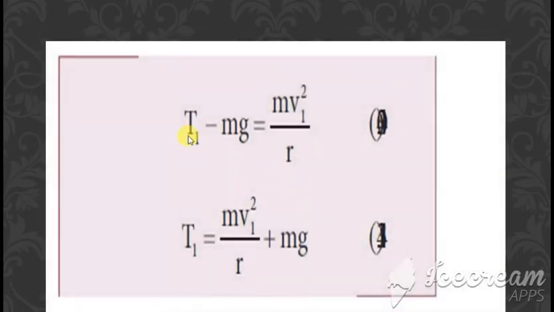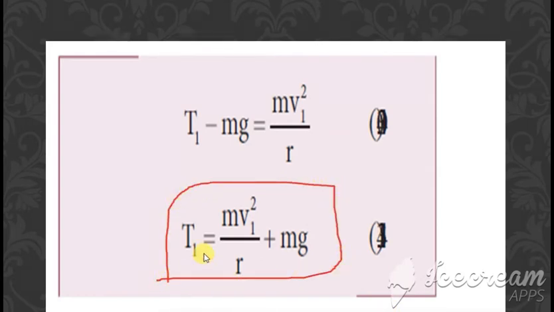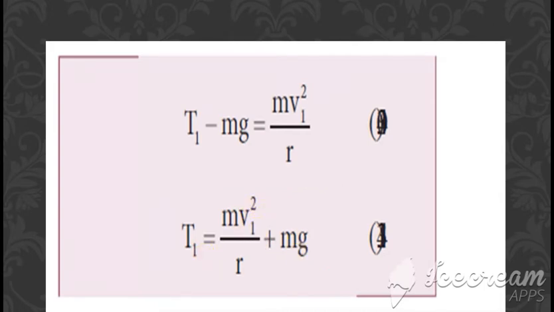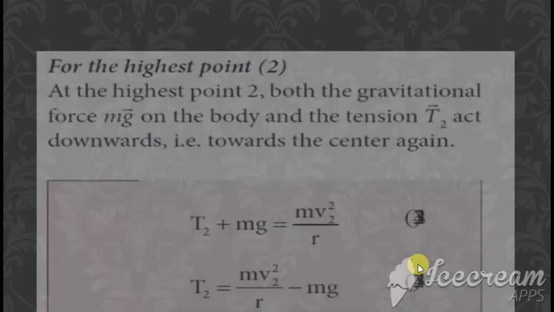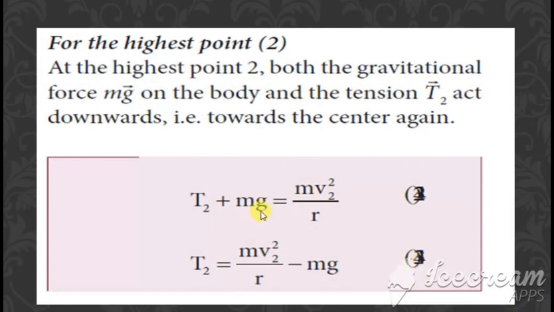Okay, so when you write the equations here, the first equation is T1 minus mg, because they are in the opposite direction, which is equal to m v1 square divided by r. So now bring this mg this side, this becomes plus. Okay, so this is the first equation, and this is a very important equation which you have to know. T1 is equal to m v1 square divided by r plus mg. Okay, so this equation we have to know. Then the next equation we are going to write is T2 plus mg, which is equal to m v2 square divided by r. In the same way, if you bring mg to the other side, it becomes minus mg. This equation is also very important.